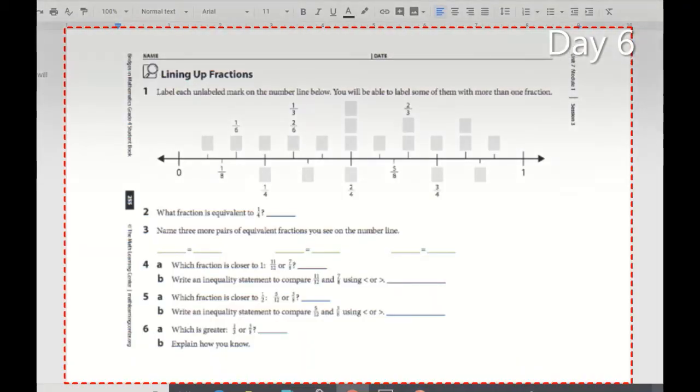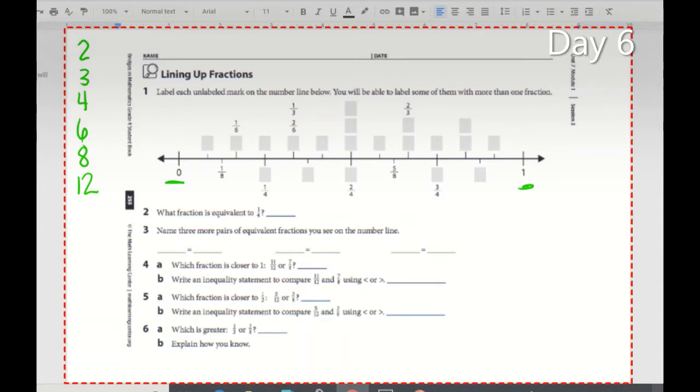The first thing is to label this number line that is 0 to 1 whole. And you're going to be using lots of equivalent fractions. You'll be using halves, thirds, fourths, sixths, eighths, and twelfths.